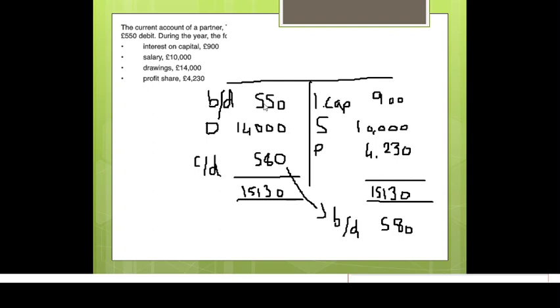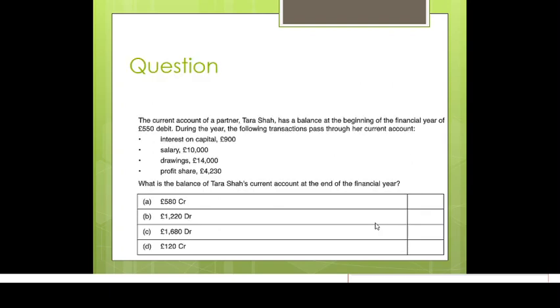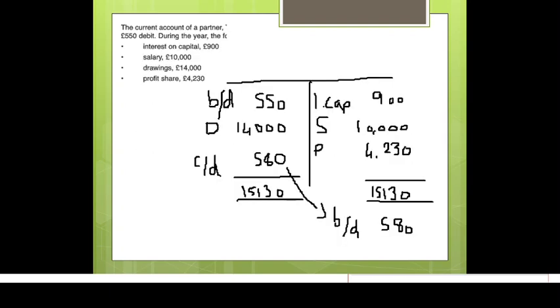That's 14.5. So add these three figures up, put it into the total column, take it across, and the difference is your carried down, and then you have your brought down. So again, this particular individual, Tara, has a positive balance in her current account.